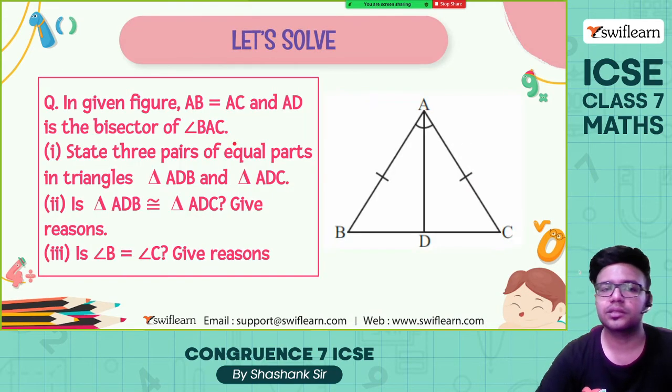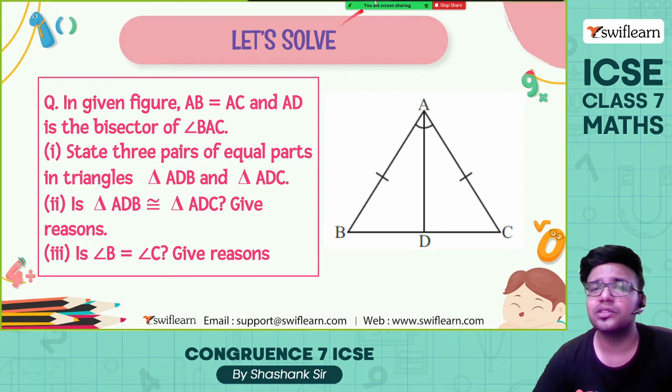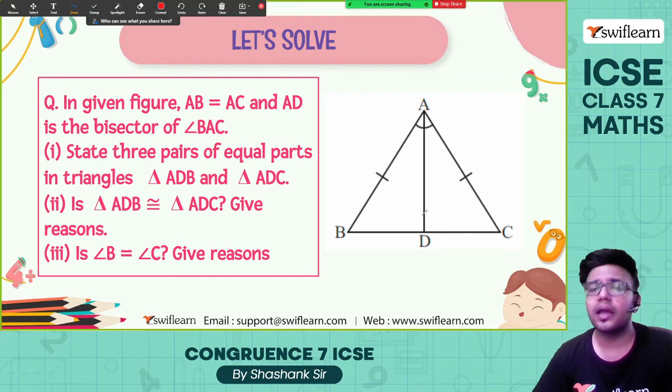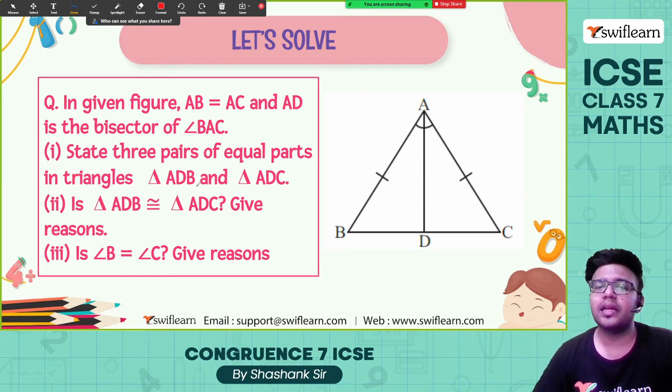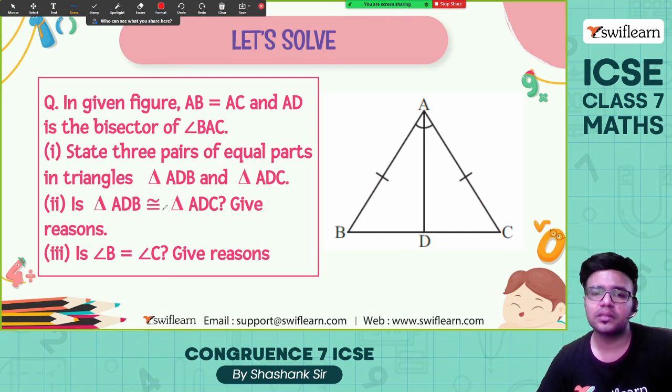In the given figure, AB is equal to AC. AD is the bisector of angle BAC. State the three pairs of equal parts in triangle ADB and triangle ADC. Okay. So the given parts are, is this triangle congruent to this? Give reasons. Now see, after dividing this into three parts, AB, BD and AD are the three sides. AC, CD and AD are the three parts.